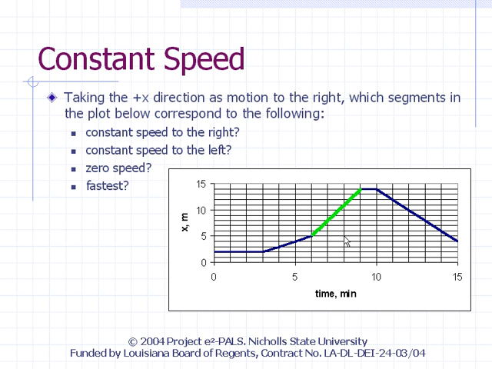This is also a straight line segment, with a slope of 3 meters per minute. Note that the slope is steeper from 6 to 9 minutes as compared to the 3 to 6 minute time interval. The steeper the slope, the faster the object is moving. Next question. Which segment in the plot represents constant speed to the left?